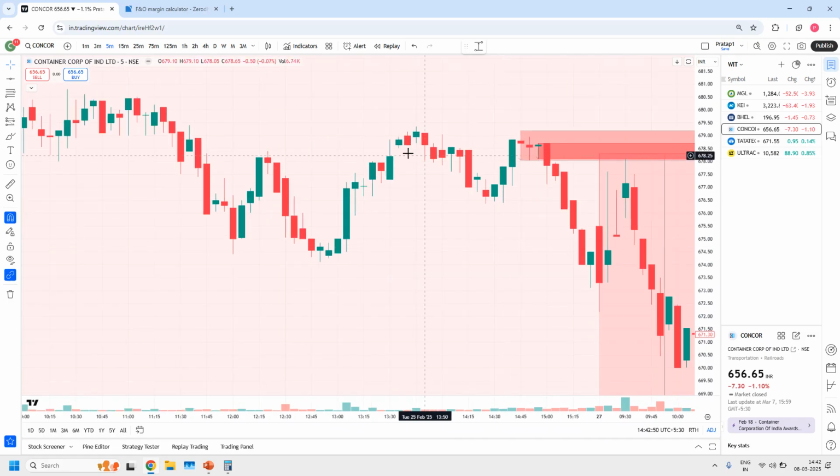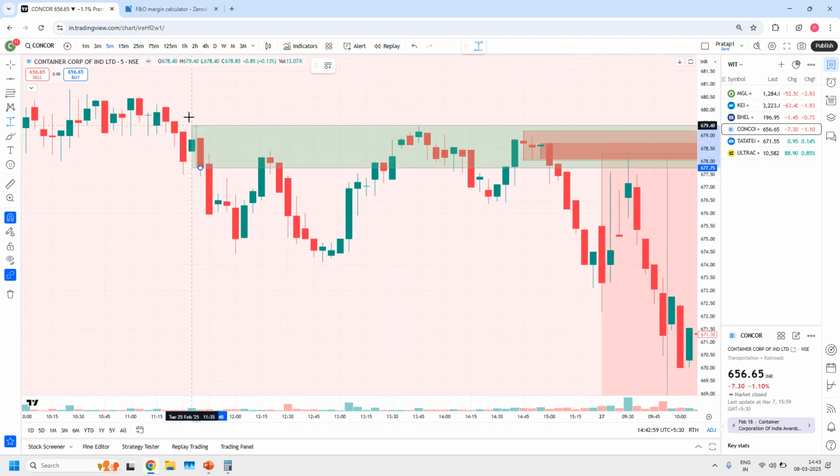Or the other way you can also draw this zone. See here, drop, base, drop. This medium size candle is part of the base. You got a very big zone. This is a 5-minute zone. Because risk is too much, that's why I have drawn this.